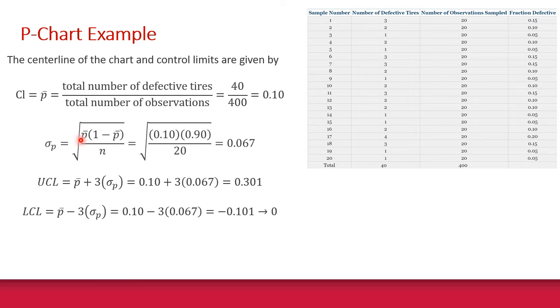Sigma P here is the square root of P bar times 1 minus P bar, divided by n. P bar is 0.1, and 1 minus P bar is 1 minus 0.1, or 0.9, and n is 20, which gives 0.067. So our upper control limit is P bar plus 3 times sigma P, which is 0.301. Our lower control limit is P bar minus 3 times sigma P, which is actually a negative number, and we set that to 0.